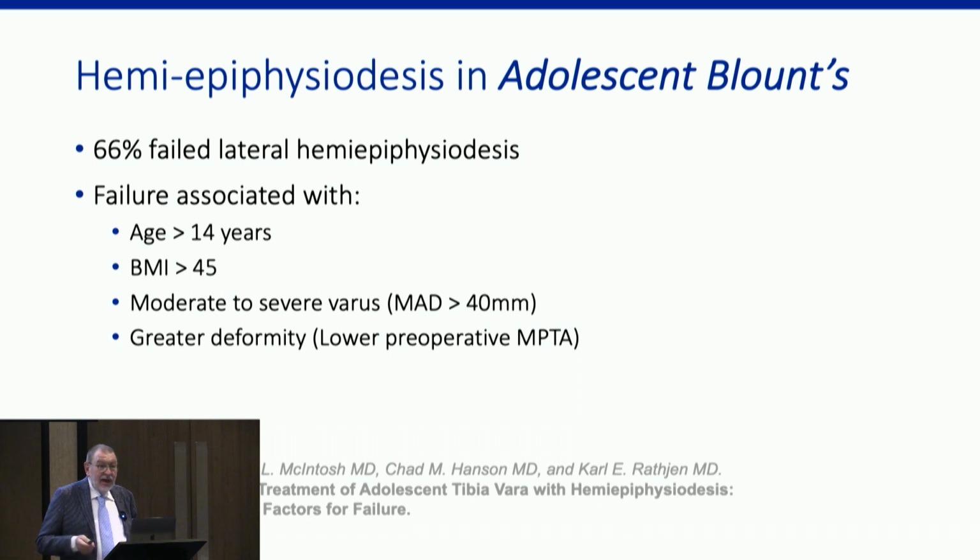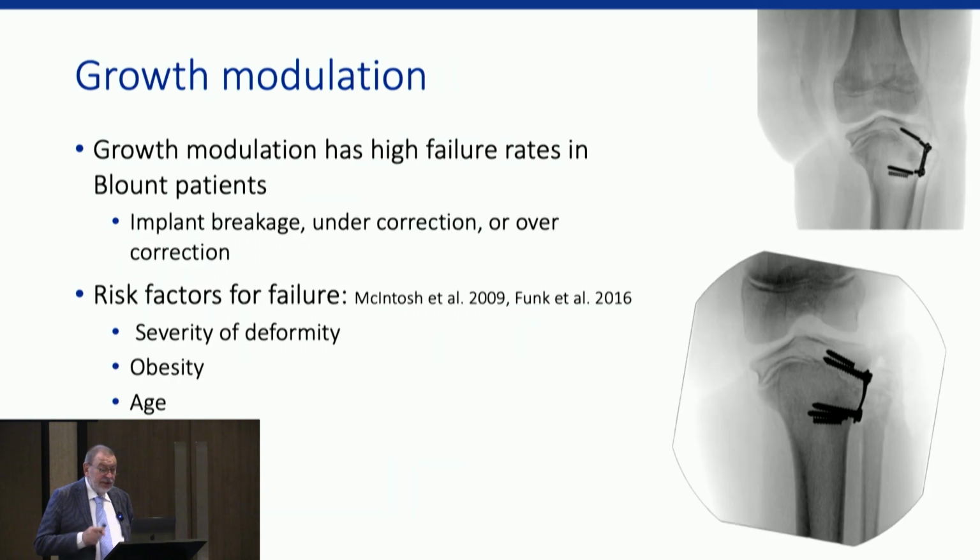Now, high body mass index, and of course, in moderate to severe varus, the bigger the deformity, the greater the failure, not surprisingly. There is one thing specific to growth modulation with tension band plates in Blount disease. The force somehow breaks the majority of the plates. You don't see so much breakage of the 8 plate, H plate, O plate, whatever you use, as you can see in patients with Blount.